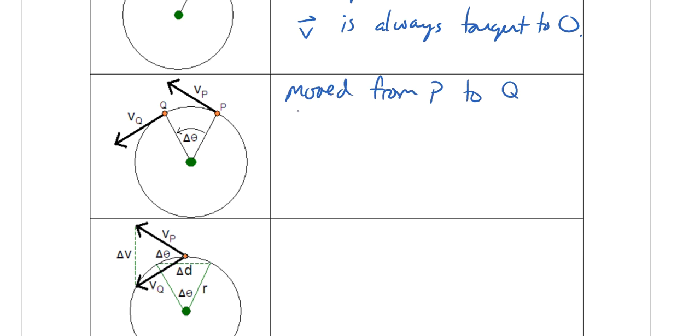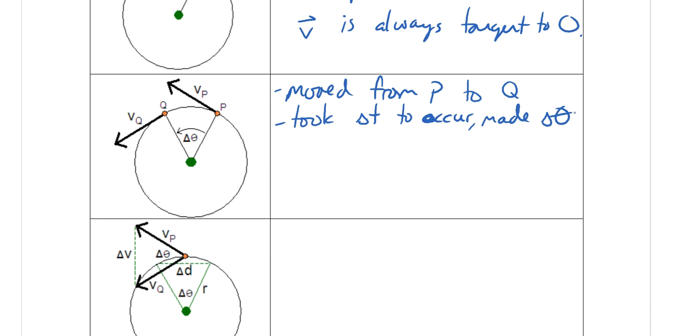Now, of course, in order for this to happen, it took a change in t to occur. Of course, it took time, and it also made a change in the angle. So the angle changed as it swept from P to Q. And again, these two things are arbitrary.